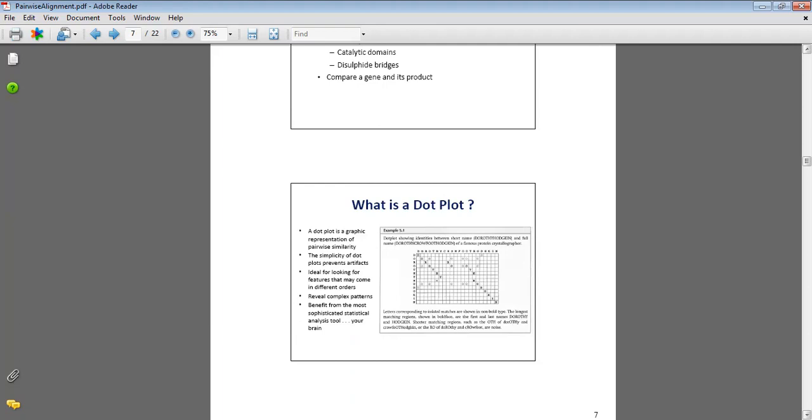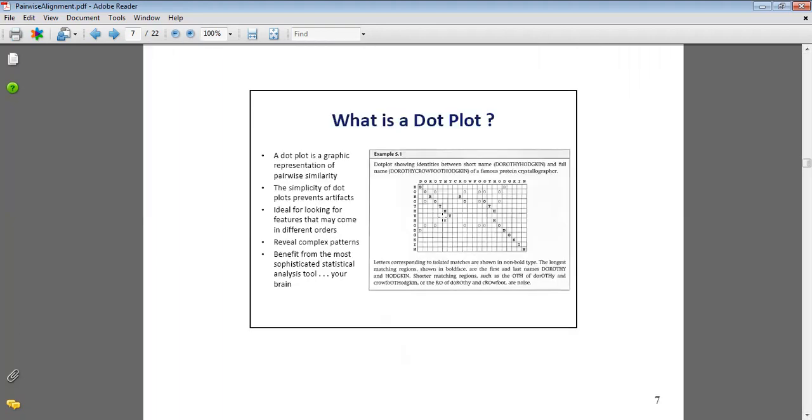This is the pairwise alignment method which uses a dot plot. A dot plot is a graphic representation of the pairwise similarity. Dot plots reveal complex patterns and benefit from the most sophisticated statistical analysis tools. Here it is showing that when you have similarity, we can plot the dots from the similarity region.